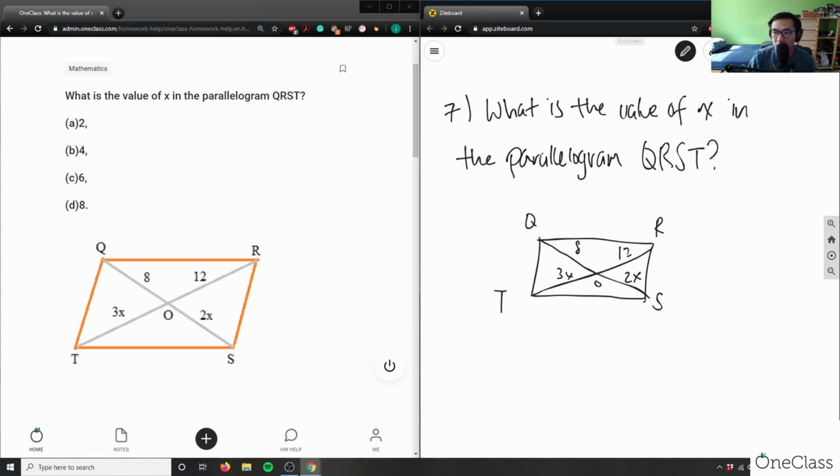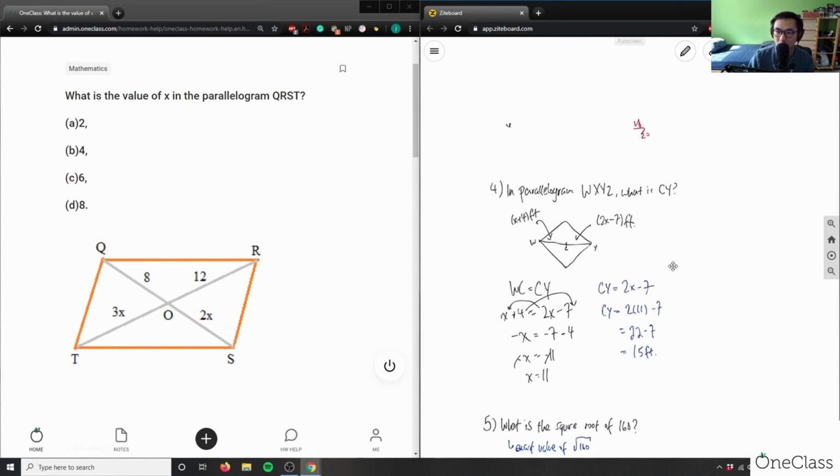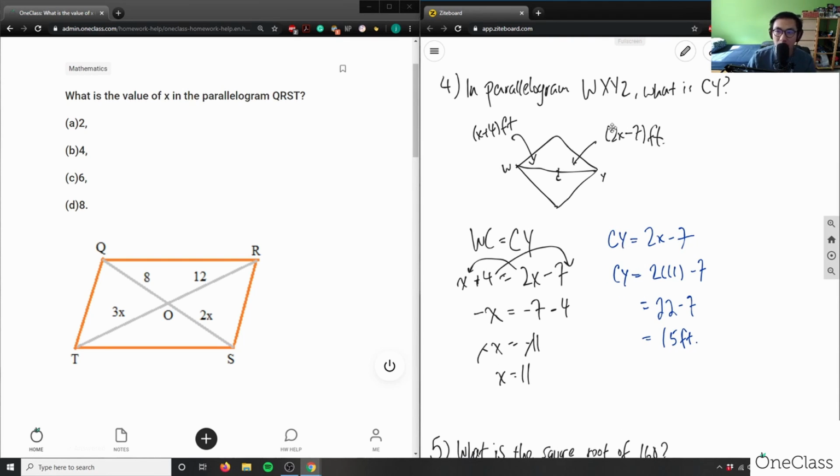So again, we did a very, very similar problem. Let me just zoom out and show you our similar problem here. Remember, our similar problem is this one: in parallelogram WXYZ, what is the value of c and y? And we knew from the property that CY equals WC, because the length from W to C and from C to Y is exactly the same.